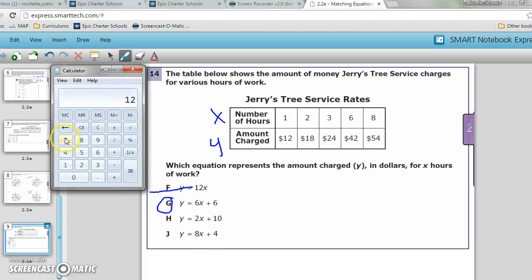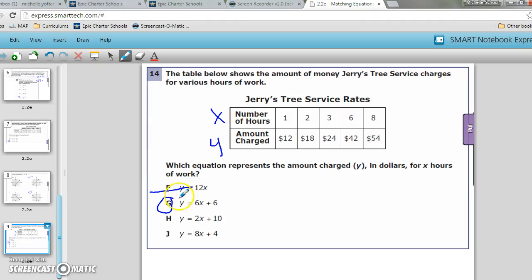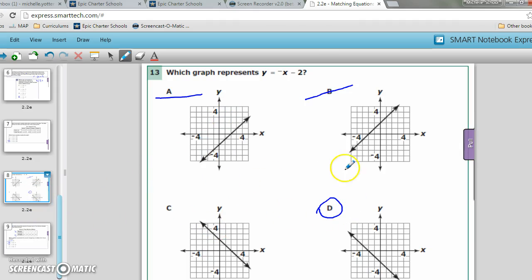Okay, I'll try the other points just to make sure. 6 times 3 plus 6, 24. 6 times 6 plus 6, 42. And 6 times 8 plus 6, 54. So perfect. So it has to be D. So those are the different ways that you'll have to match equations with graphs. So remember, you have an X and you have a Y, and feel free to plug them in. Always try and eliminate a couple graphs based off of the y-intercept or the slope.